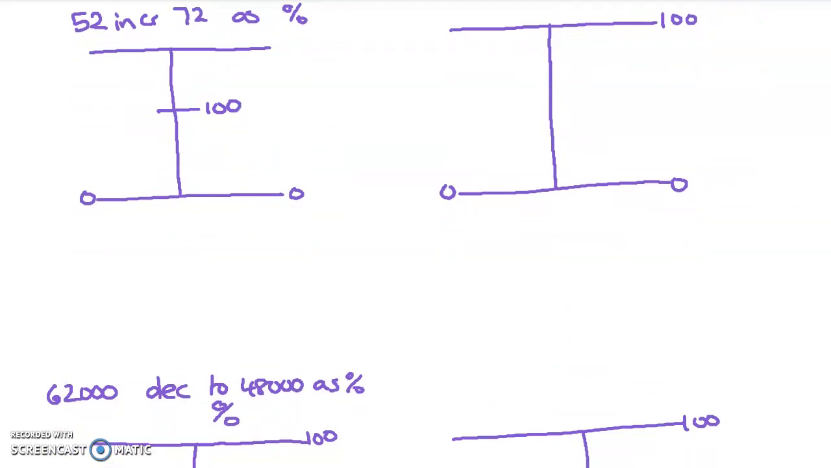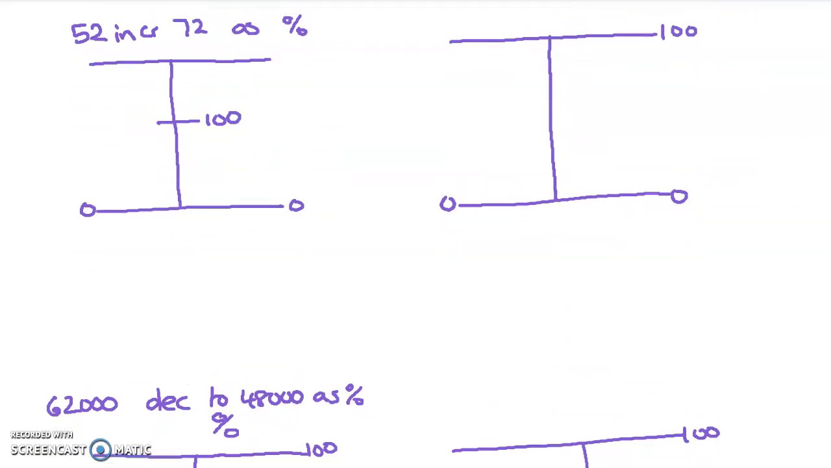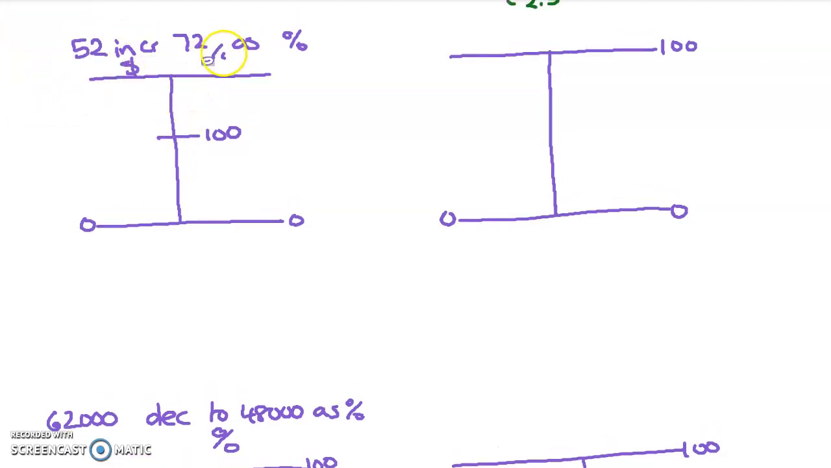The example was $52 increased to $72 as a percentage. So the cost price of a garment might be, so let's put dollars here and percent here.